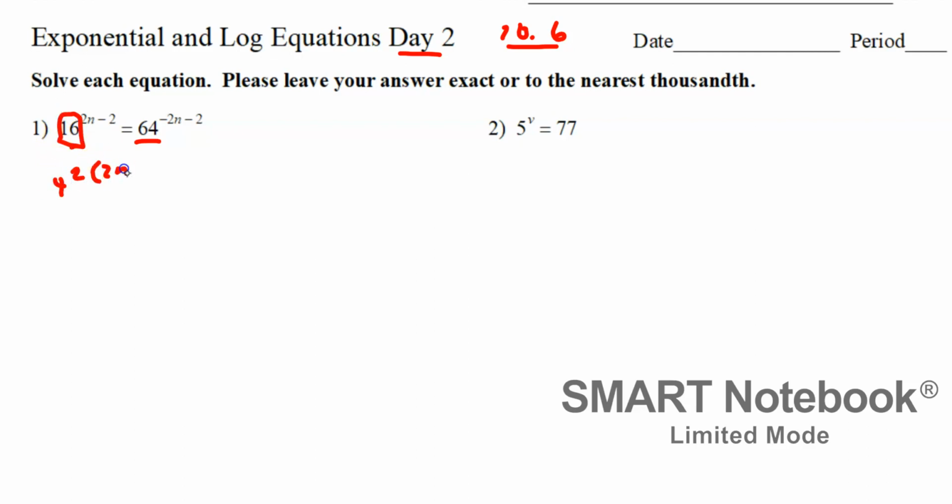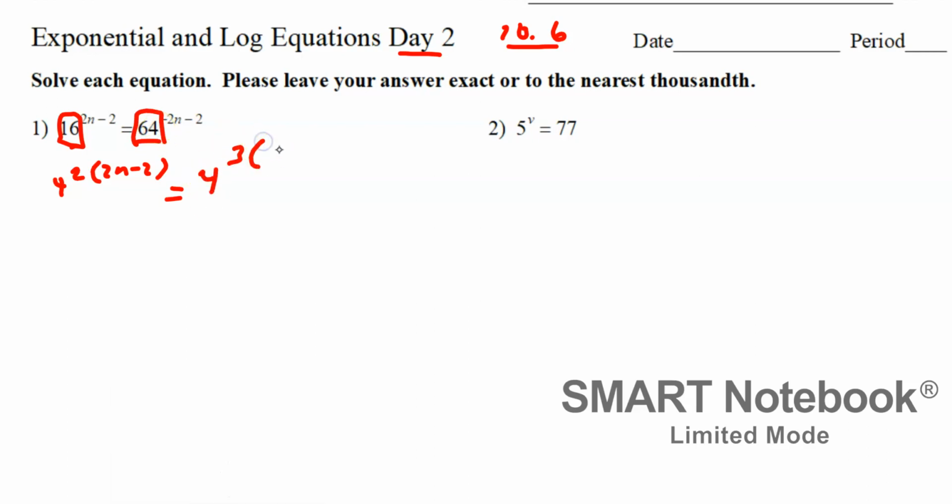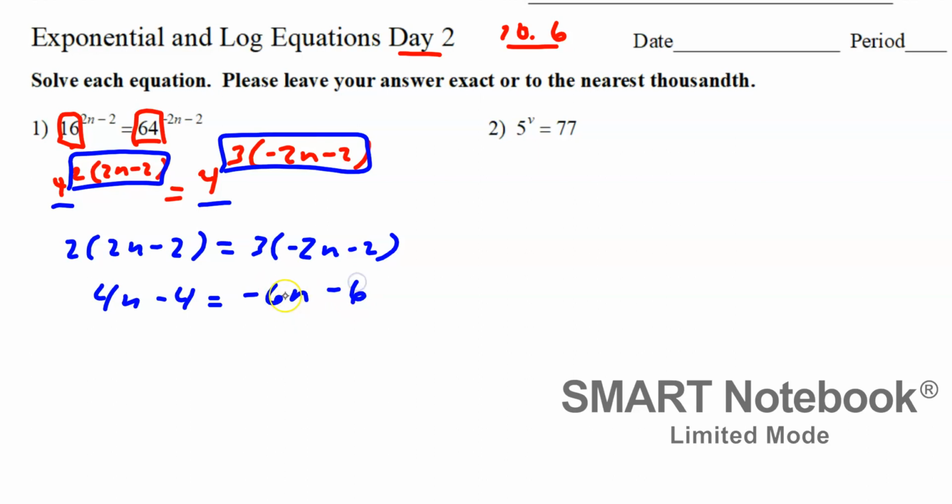And then the 2n minus 2 is still in the numerator, so these two exponents are going to multiply. And on this side, 64 is the same as 4 to the third, and then the exponent of negative 2n minus 2 is also still there, and those exponents are going to multiply. So again, because these bases are the same, these exponents are now equal. So 2 times 2n minus 2 is equal to 3 times negative 2n minus 2. 4n minus 4 is equal to negative 6n minus 6.